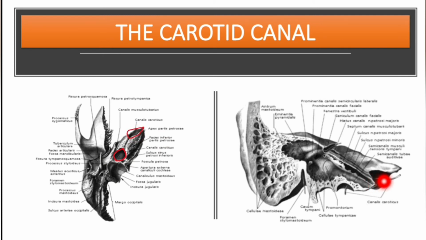You can see it even on this side here. You can see the carotid canal, the internal opening and the external opening, and it's medial to the musculotubal canal. Where is the musculotubal canal? It's here, I told you, that's where it is. Musculotubal: the muscle is the tensor tympani, and the tube is the tuba auditiva, the auditory tube, right? So that's the carotid canal for you.